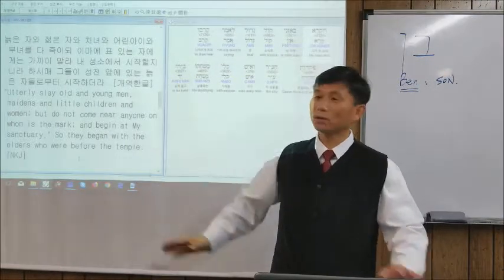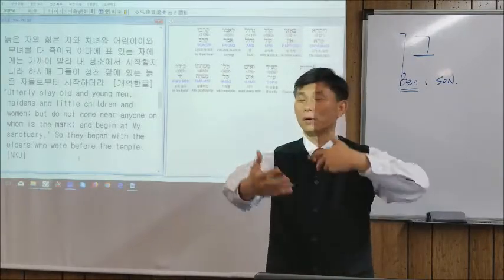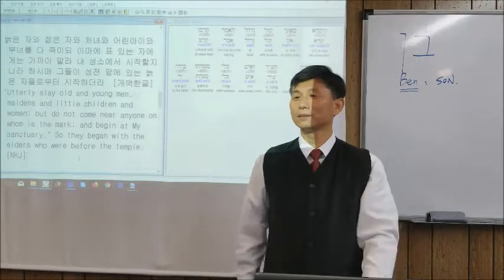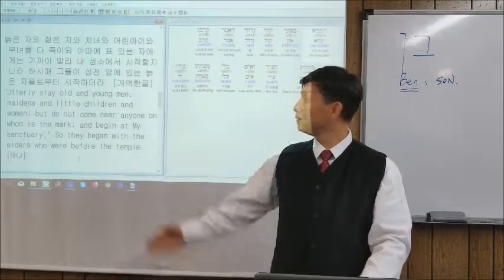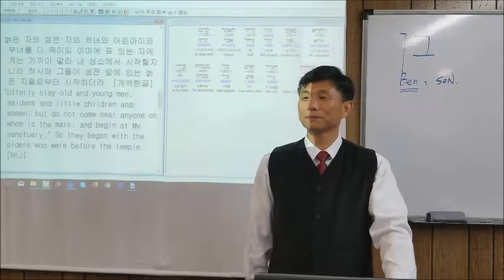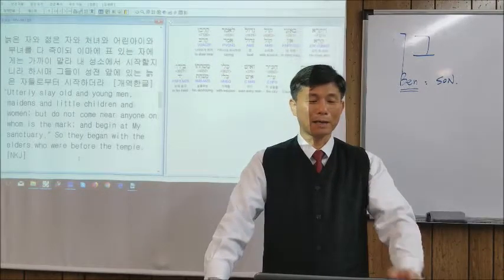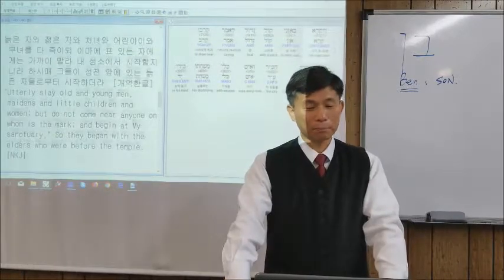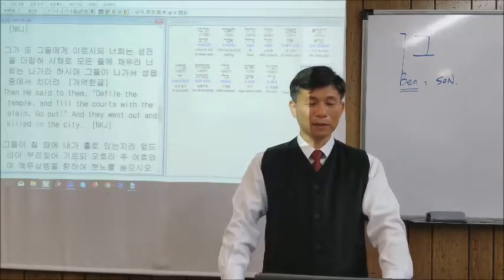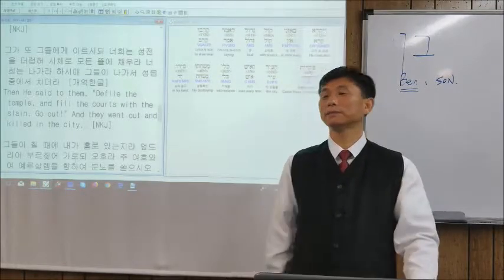Because Ezekiel is talking about the fifth day. Okay? So you need to be looking for and asking for the kingdom of God and His righteousness to move on to the sixth day. But those people who are not asking will be killed, they will not be marked. So do not come near anyone on whom is the mark, and begin at my sanctuary. So they began with the elders who were before the temple. Then he said to them, defile the temple and fill the courts with the slain. Go out. And they went out and killed in the city.